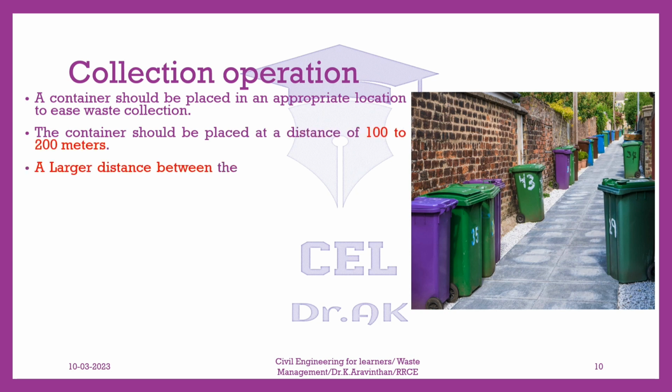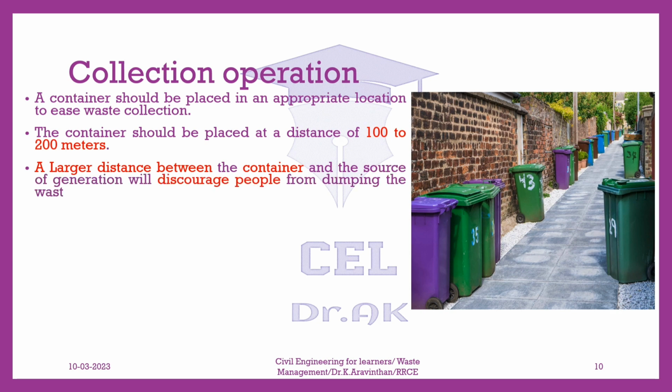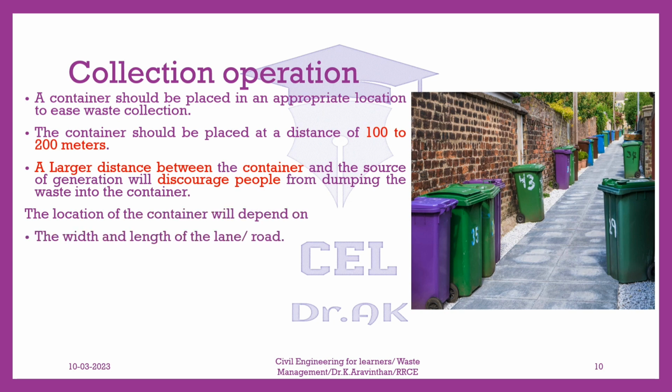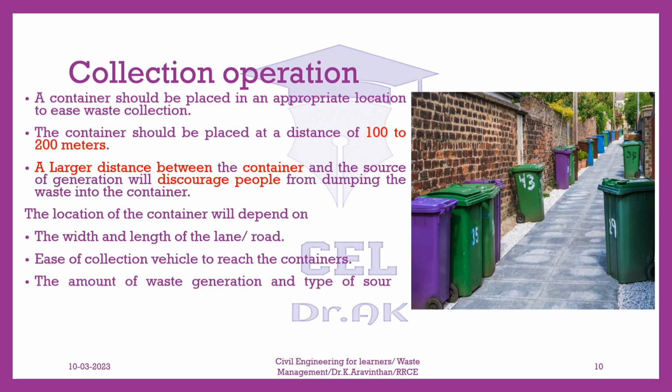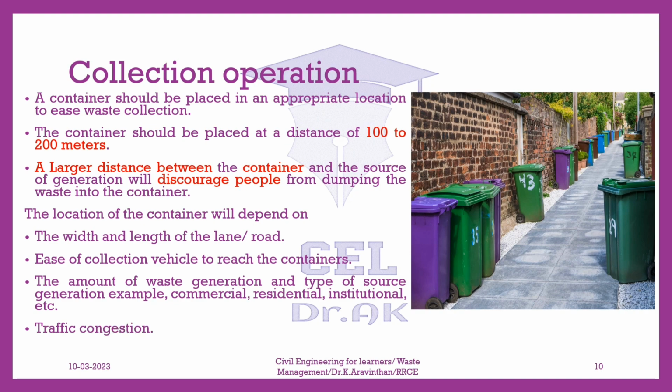A larger distance between the container and the source of generation will discourage people from dumping the waste into the container. The location of the container will depend on the width and length of the lane or road, ease of collection vehicle to reach the containers, the amount of waste generation and type of source generation, for example, commercial, residential, institutional, etc. Traffic congestion.